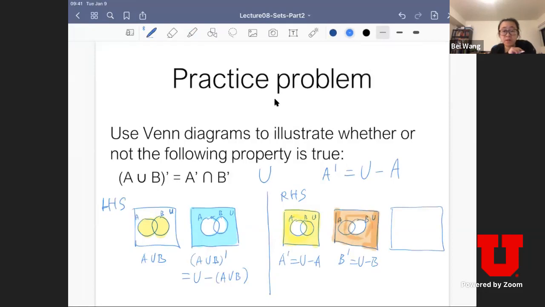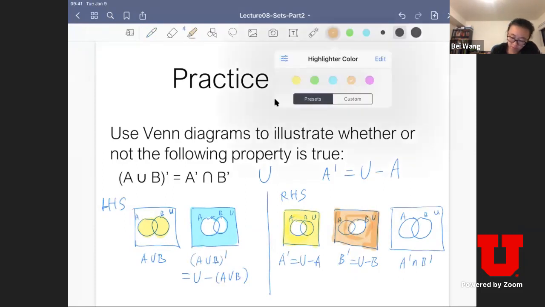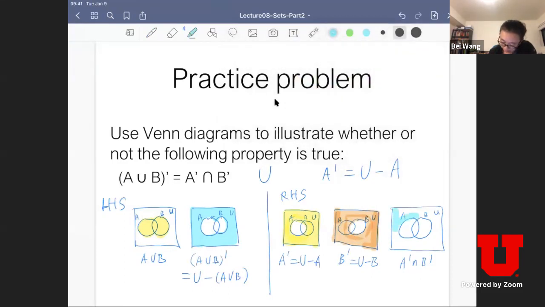So remember, I'm taking the intersection of the colored area. That's, it should look like this. All right. So as you can see from the diagrams, the left-hand side is equal to the right-hand side. Okay.